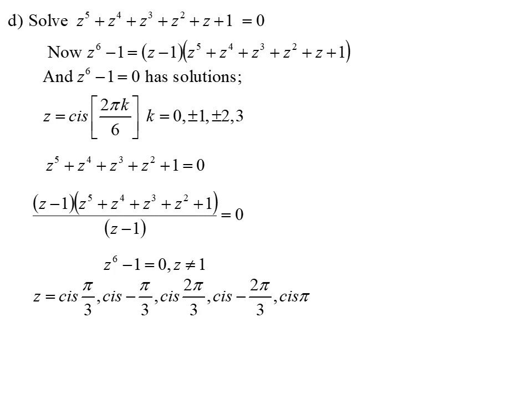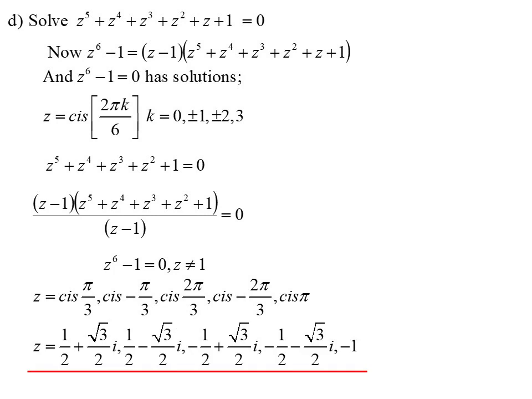Okay. We know the solutions to this equation. I'm just going to leave out the solution where z is equal to 1, which would be cis 0. All of the other ones must be the solutions to this equation. And there's 5 of them, we're expecting 5. Now these are exact value ones, so we could work these out. That's what we end up getting: a half plus root 3 on 2 i, a half minus root 3 on 2 i, minus a half plus root 3 on 2 i, minus a half minus root 3 on 2 i, and negative 1 is also a solution.